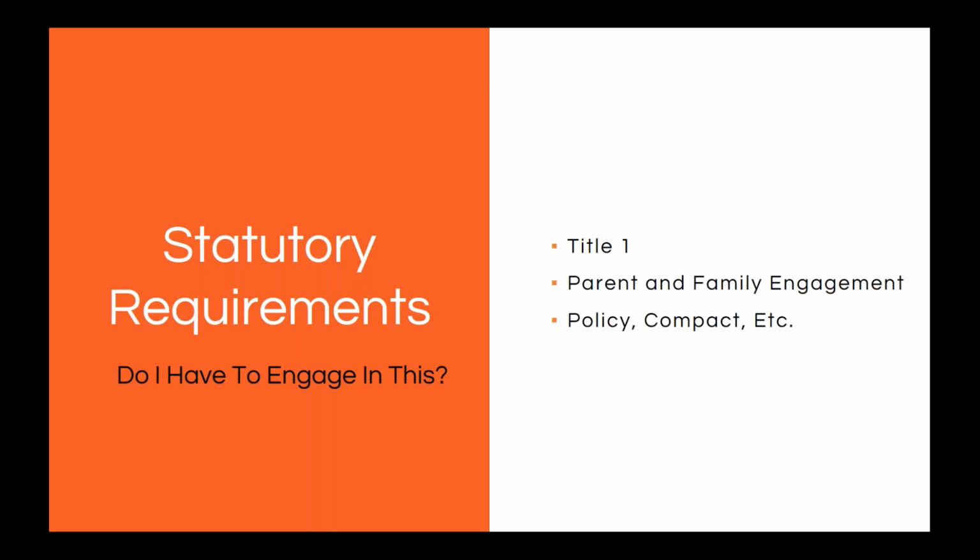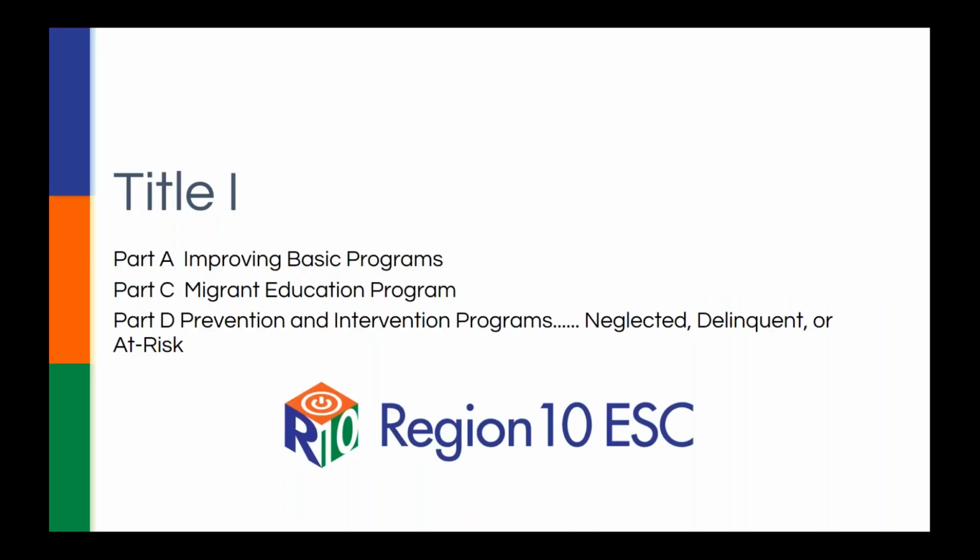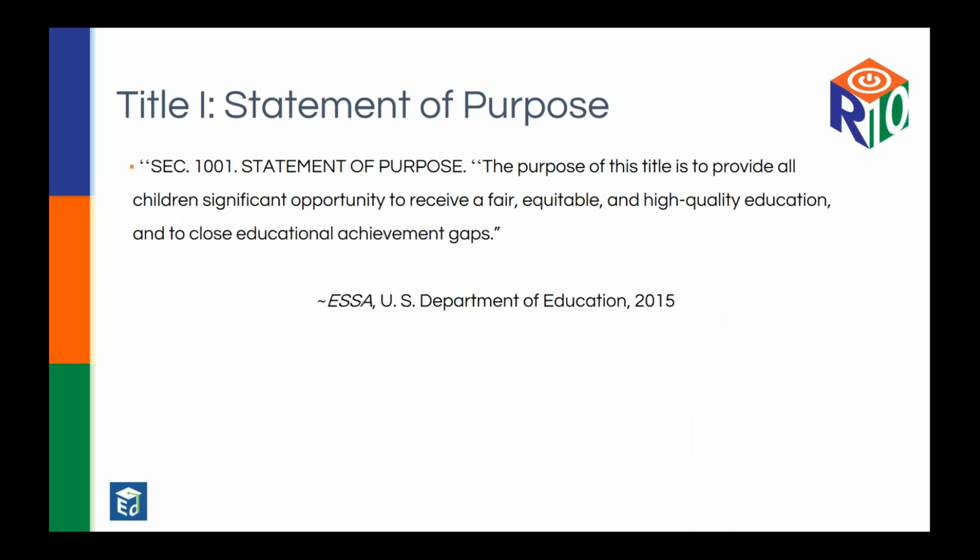So let's get into the statutory requirements. First, we're going to look at the general Title I statutory requirements and then dig deeper with parent and family engagement, and then parent compact, etc. I'm sorry, the parent policy compact, etc. So Title I, the general Improving Basic Programs Statement of Purpose. The purpose of this title is to provide all children significant opportunity to receive a fair, equitable, and high-quality education and to close educational achievement gaps.